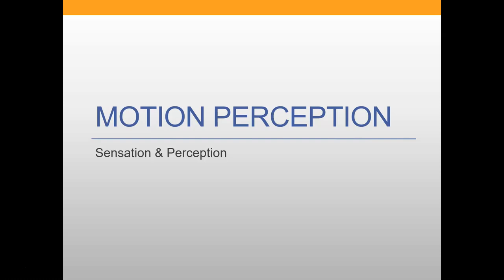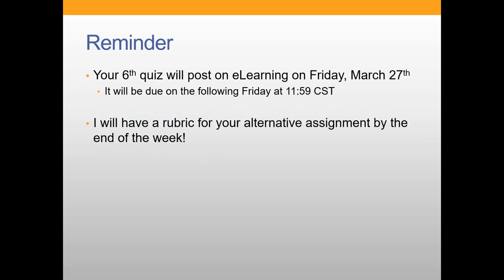Now, before we begin, I do want to spend a little time giving you a few quick reminders about what to expect this week. In addition to focusing on your chapter on motion perception, your sixth quiz will post on e-learning on Friday, March 27th. It will be due the following Friday at 11:59 p.m. Central Standard Time. And I will also have a rubric for your alternative assignment, since we will not be doing the psychophysics project by the end of the week, also on the 27th for you.